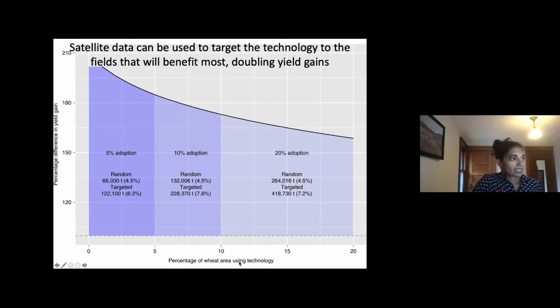On the x-axis is the percent of fields or wheat area that we are simulating taking up this technology. And on the y-axis is the increase in yield gain compared to that 5% average that we got from the first experiment. Basically, we find, especially at low levels of adoption, we're getting more than 2 times the yield impact. So yields can be increased by up to 10% on average.